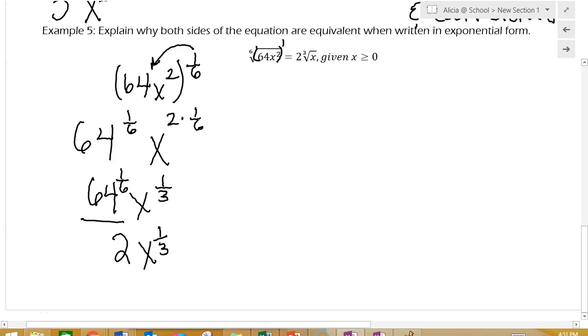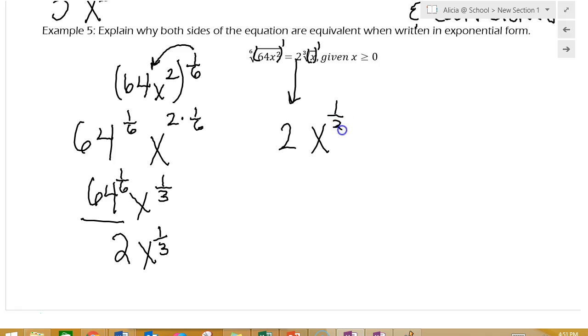Now let's look at our right side here. This coefficient is going to get brought down. Keep in mind, this x doesn't have its exponent, so it's invisible, which gives me x to the 1/3 power. And if I look at both left and right side, those are equal, right? We knew they were already equal. We just need to try to prove it.